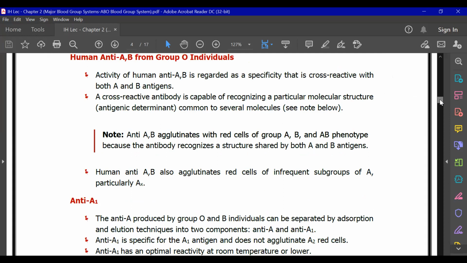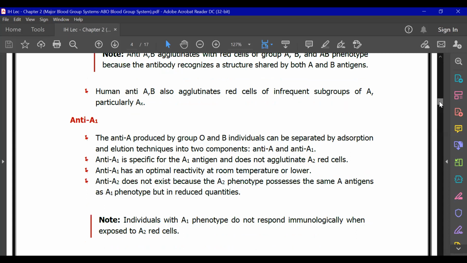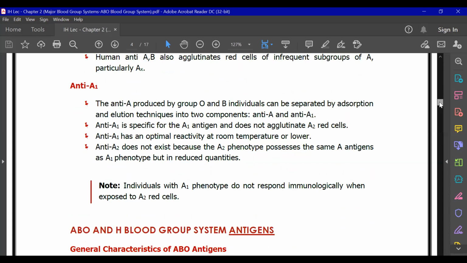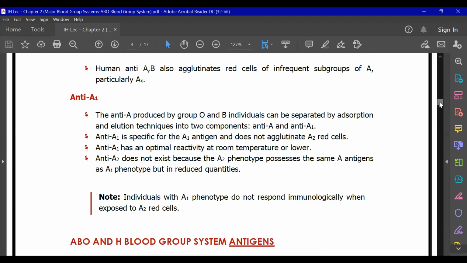Okay. Another info in your notes, you have here a human anti-AB. It also agglutinates the red cells of one of the subgroups of your A, particularly your AX. Okay, this is a very weak subgroup of your A. We are going to have a brief discussion about this at the end of this chapter, before the Bombay phenotype. So we also have here your anti-A1.